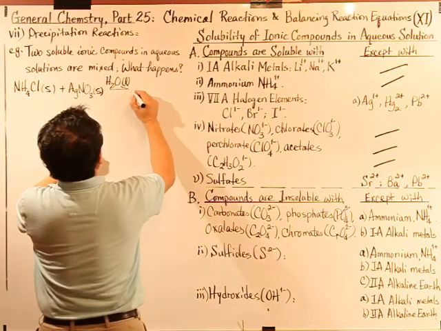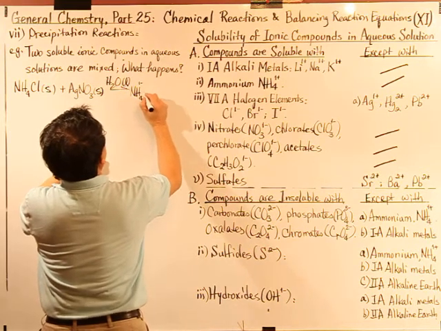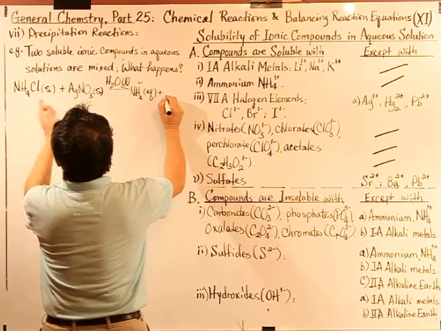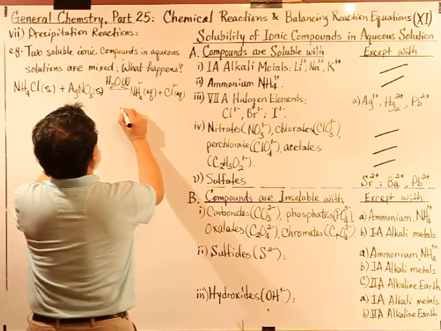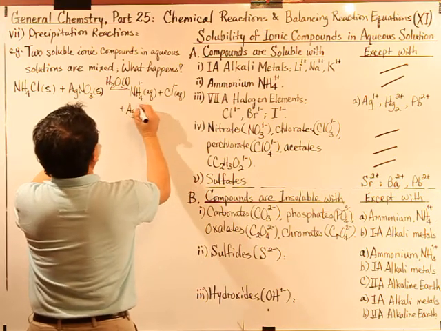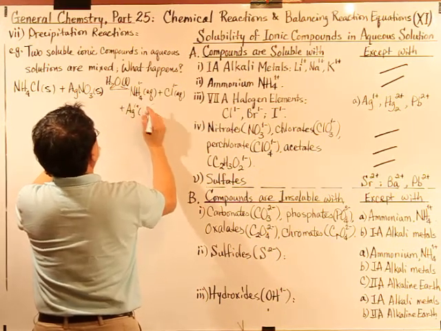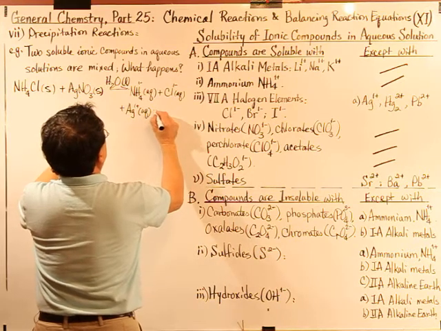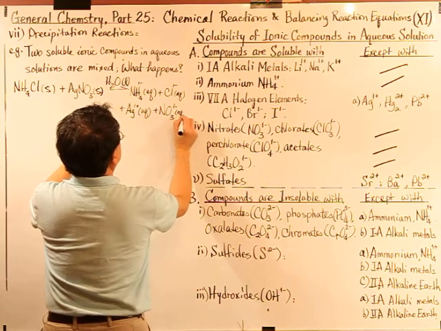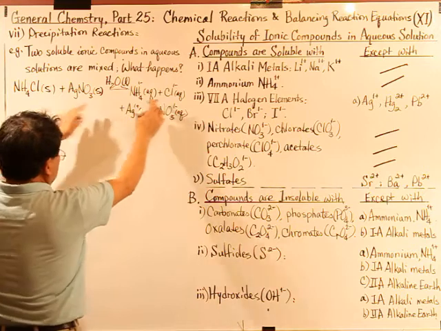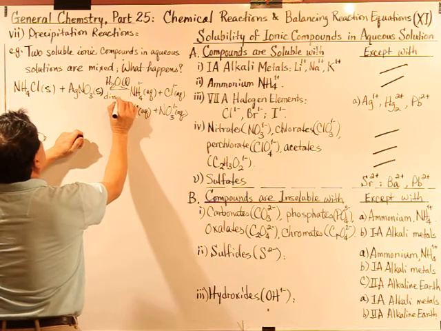So you have ammonium 1 plus, that's aqueous, and chloride 1 minus, also aqueous. And then you add the silver 1 plus, also aqueous, and nitrate 1 minus, also aqueous. So that's dissolution and that's dissociation.